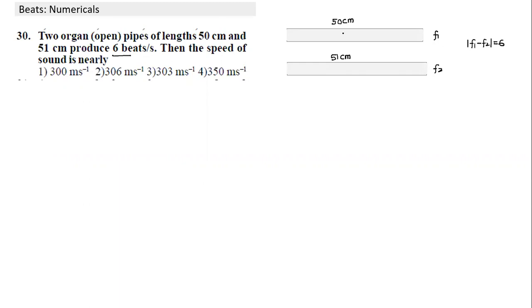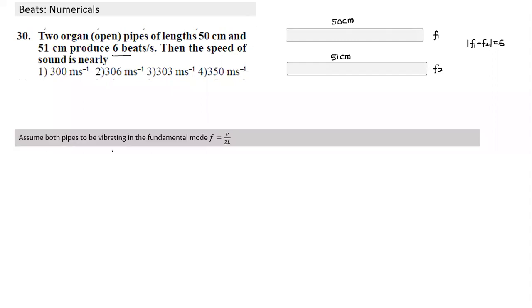But in this particular case, since we know the length, we know which frequency will be higher and which will be lower. First of all, let's start solving now. So we identified this question is about the fundamental frequency of an open pipe.